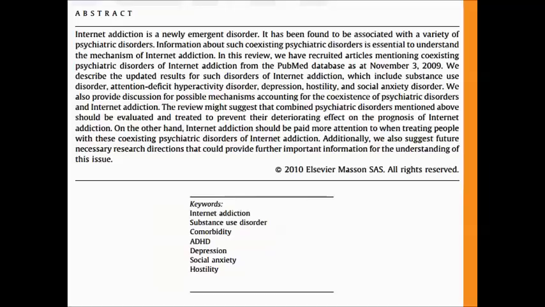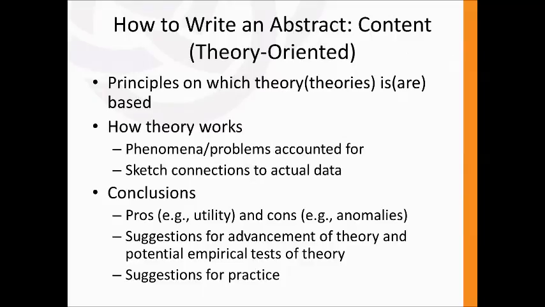Okay, so the next type of study that you can present at a conference would be a theory-oriented presentation. So the main idea is to describe a theory and its implications. The principles on which the theory or theories are based is the very first thing you want to include. So you can, for example, juxtapose theories and then highlight the piece that is central to what your theory is all about.